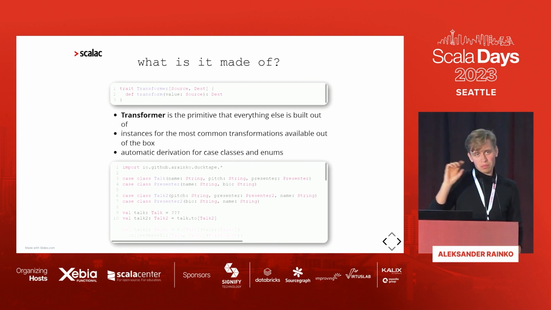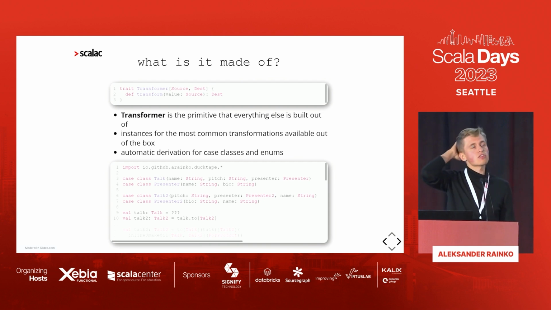So if you want to map between Talk and Talk2, you can just do this. You can say talk.to[Talk2]. I messed up, never mind. But what is to? Well, to is an extension method brought in by Chimney. What it does is it materializes a transformer and then immediately applies it. So to transform between those two types, I just say this.